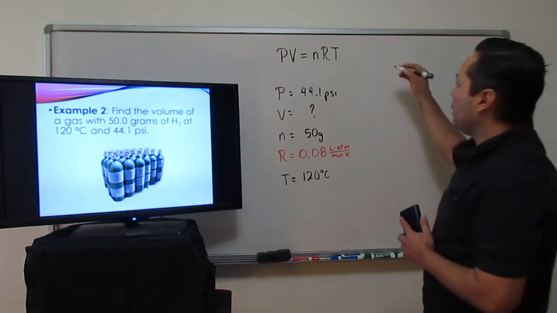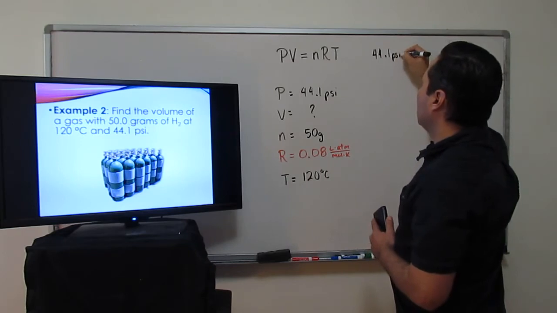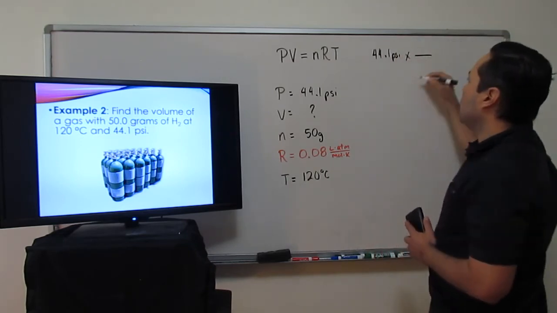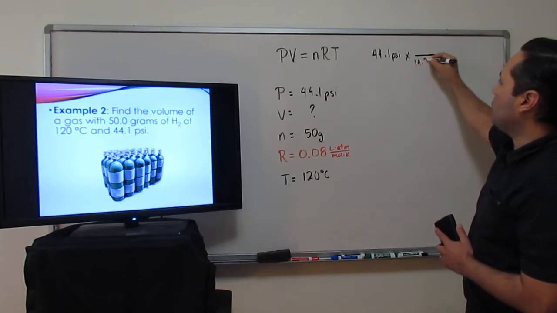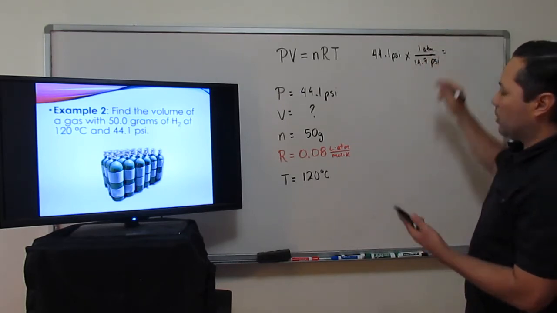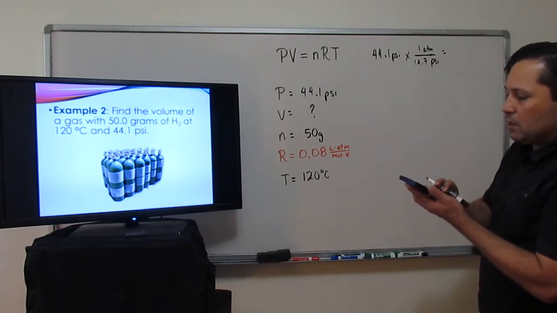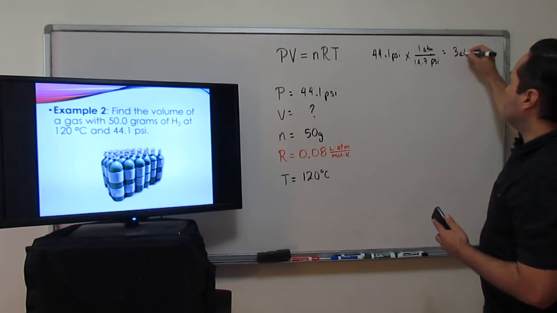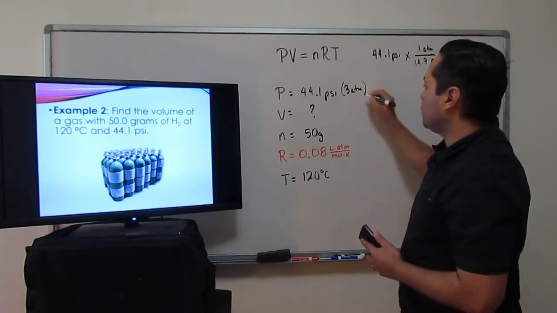44.1 psi. So I need it in atm. So this is what was given to me. And what I'm going to go ahead and do is change it from psi, which is 14.7, to atm, and put 1 atm on the numerator. So it is 44.1 divided by 14.7, which gives us 3 atm. So that's the actual pressure in atm.